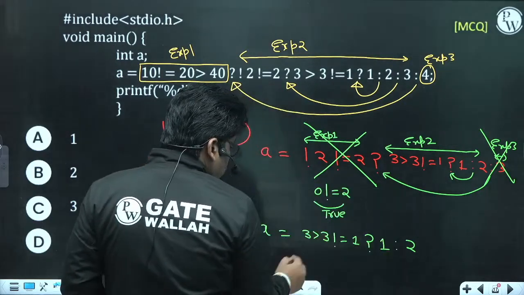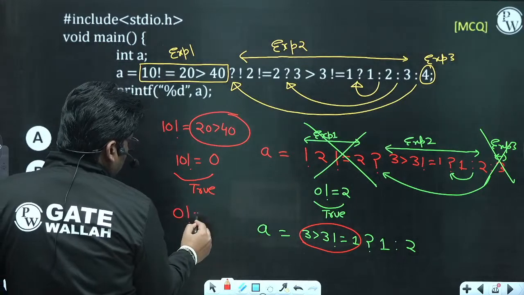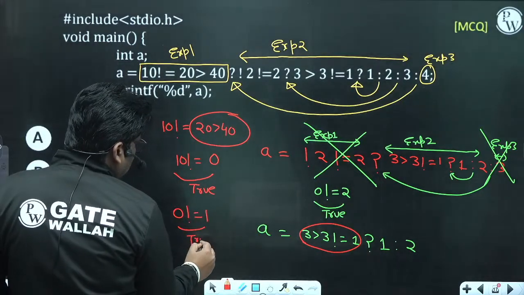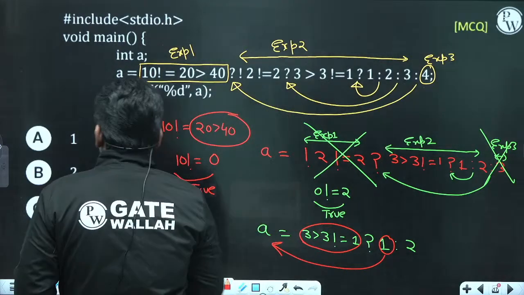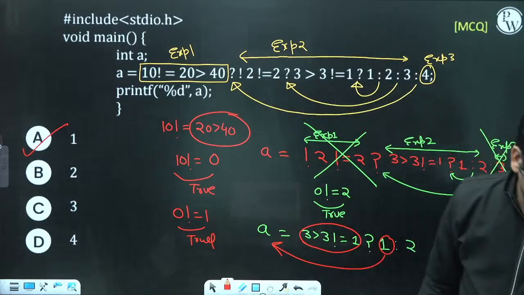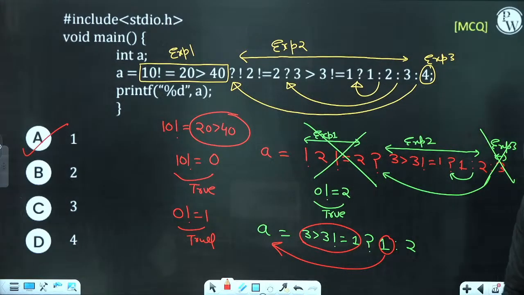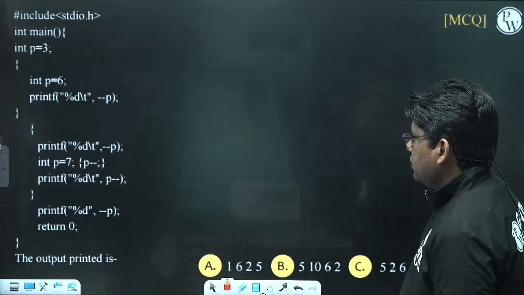Now we need to solve this expression. So 3 greater than 3 is 0. 0 not is equal to 1 is again true. And that is why, because this is true, the value that goes inside A is 1. Clear? Is it clear to everyone? Done, sir. Let's move on to the next question.